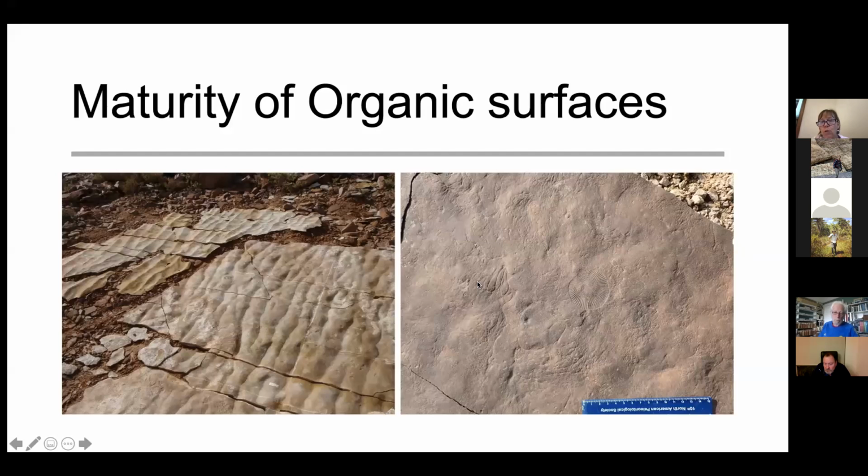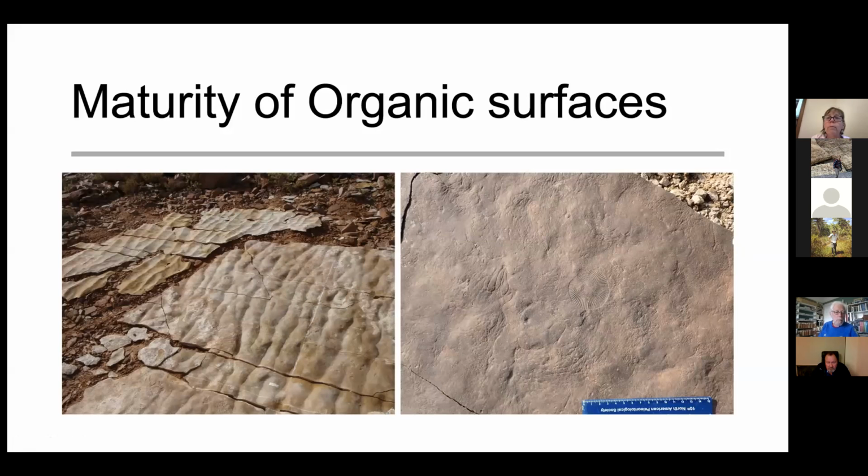In contrast to this over here, where this is the base of a bed, and you can still make out very, very clear ripples. This surface actually cast this. So this is the top surface, this is the base of a bed, and this bed would have been on top of that, where you can see just looking at it that there would not have been extensive and mature organic surfaces because the ripples would never have been preserved that well.